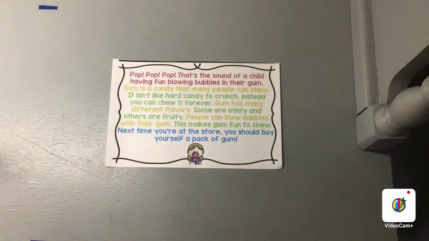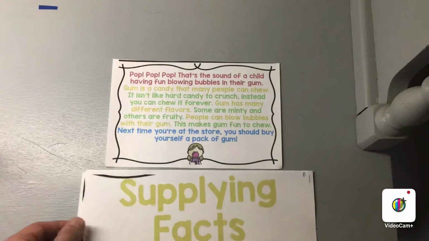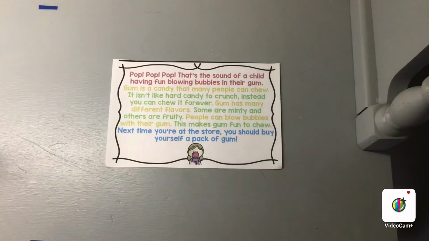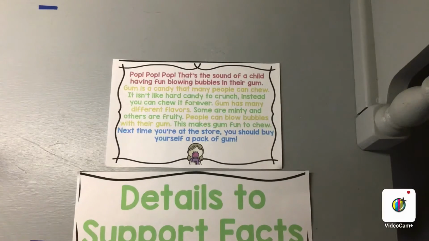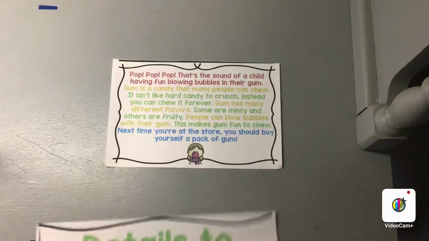Let's look at the next part. Gum is a candy that many people can chew. So that's a fact. Yeah, that's true. I've chewed gum before. Let's see if they're going to give us details to support that. It isn't like hard candy to crunch. Instead, you can chew it forever. There's some details to support that fact.